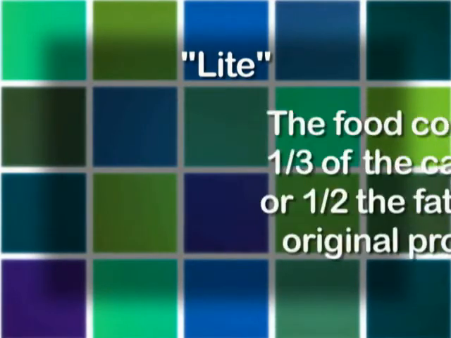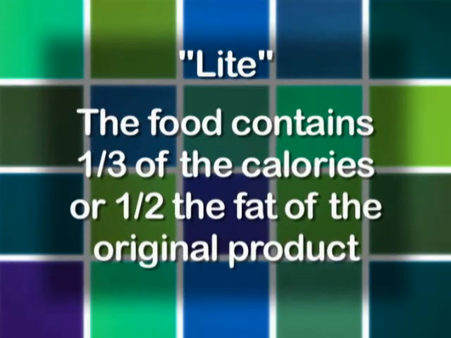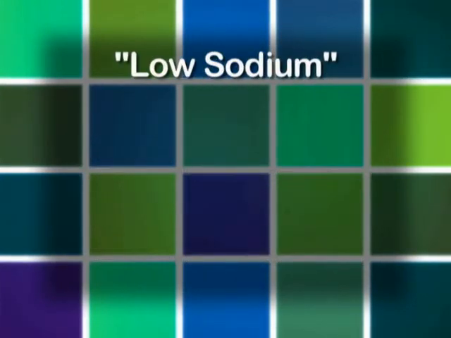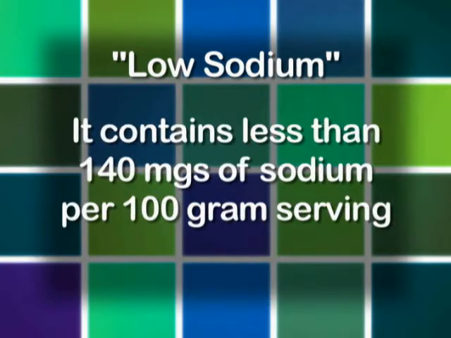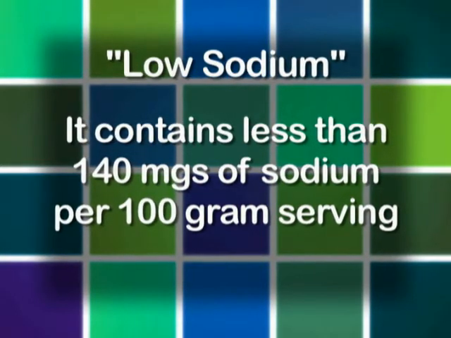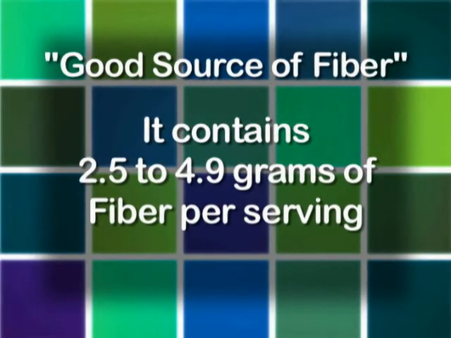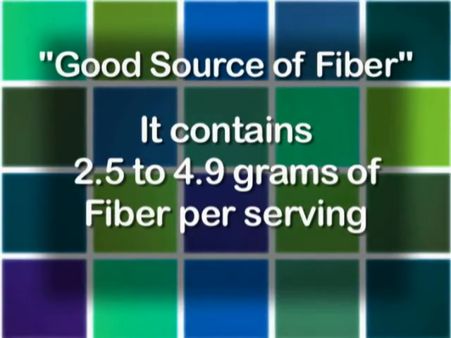There are also some other phrases that you'll find on food labels, such as no fat or fat-free. In order for a food to be no fat or fat-free, it can only have half a gram of fat per serving. The term light is a bit misleading. It means that the food contains a third of the calories or half the fat of the original product. If a food is labeled as low sodium, it contains less than 140 milligrams of sodium per 100 gram serving. And finally, if a package says a good source of fiber, it contains 2.5 to 4.9 grams of fiber per serving.